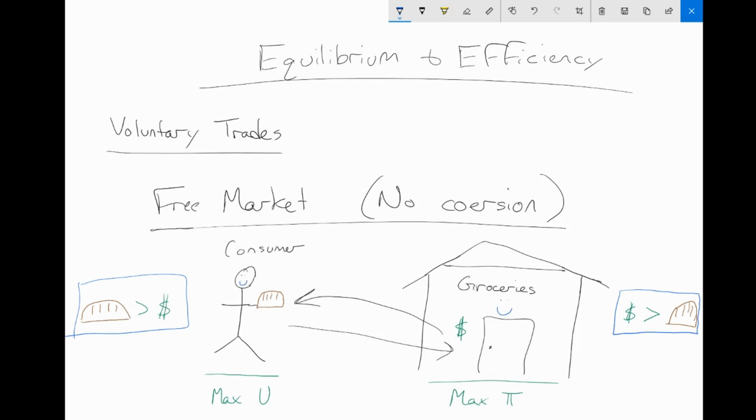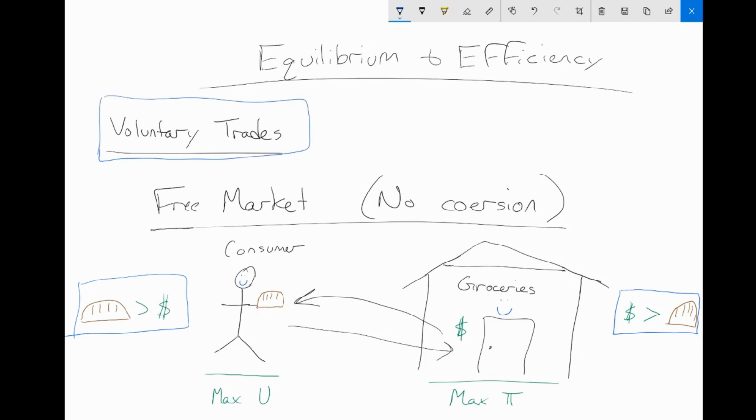This is a Pareto improving trade. Both agents are made better off. It satisfies Pareto improvement because one agent is being made better off without the other agent being made worse off. Okay, so this is an example of a voluntary trade.